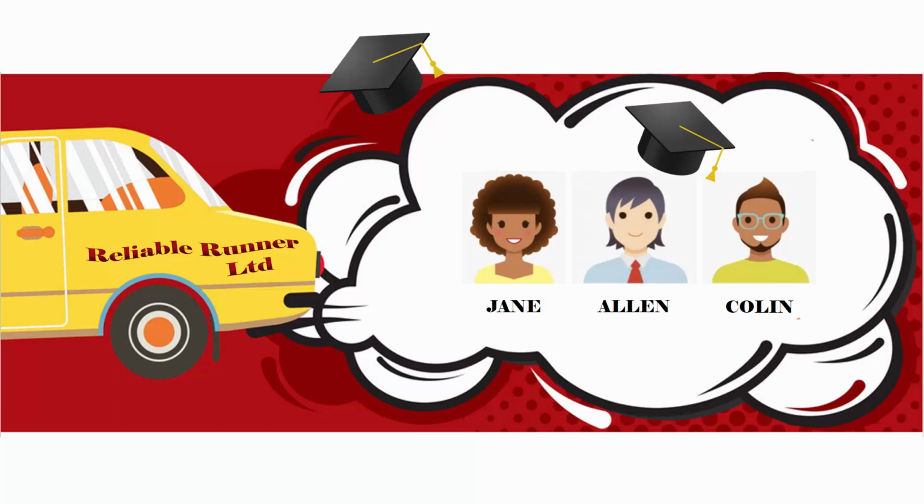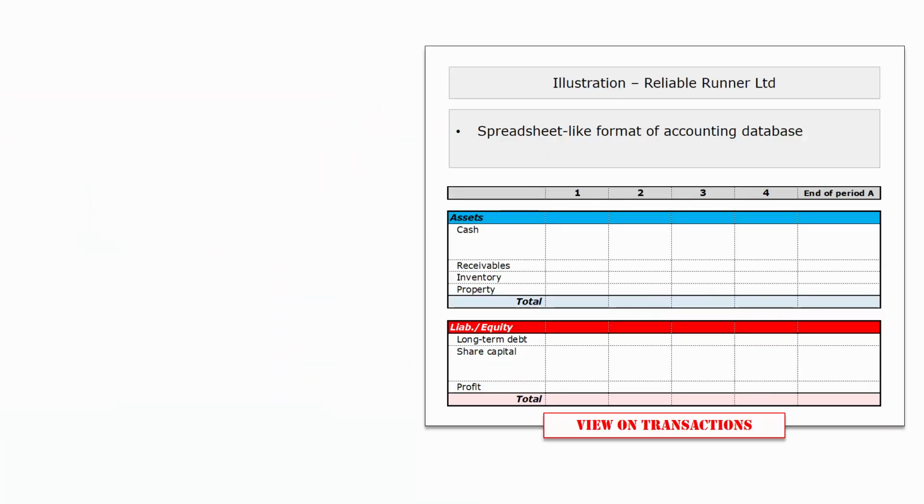We will track Reliable Runner's transactions in the accounting system and show how this will enable the owners to produce basic financial statements. To monitor business transactions in the accounting system, we will not use technical accounting entries with debits and credits that one would encounter in a traditional accounting environment. We will use a spreadsheet-like format to illustrate the logic of how an accounting system works.